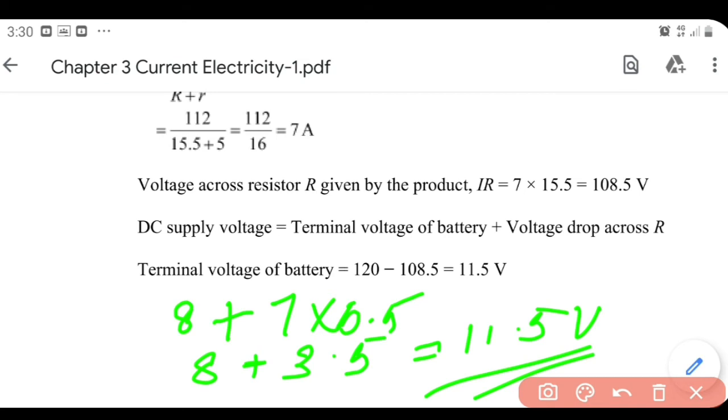Okay, the other steps which are mentioned here, if it is okay, you do it like this. Otherwise, you use the equation V is equal to epsilon plus IR. That is easier. Okay, V is equal to epsilon plus IR. So we have 11.5 volt as the answer.